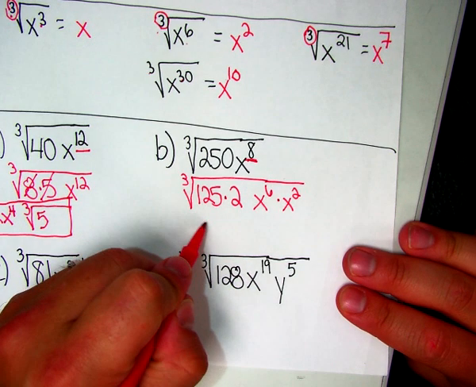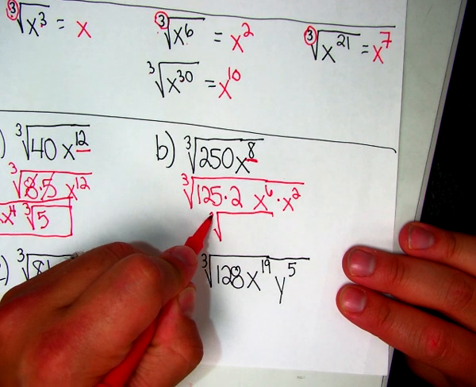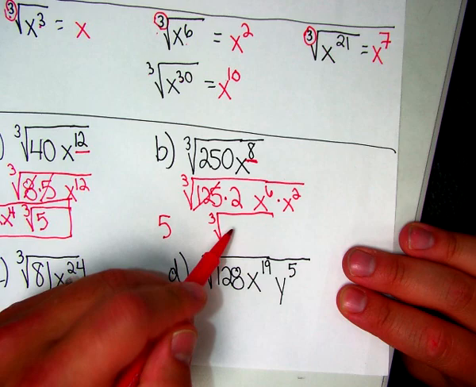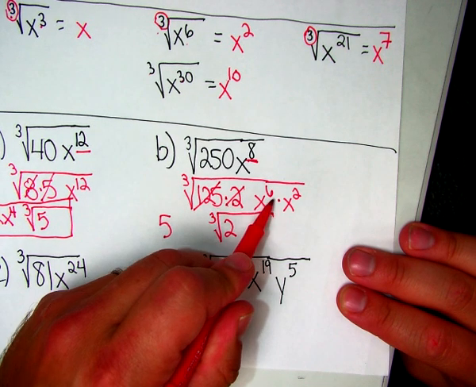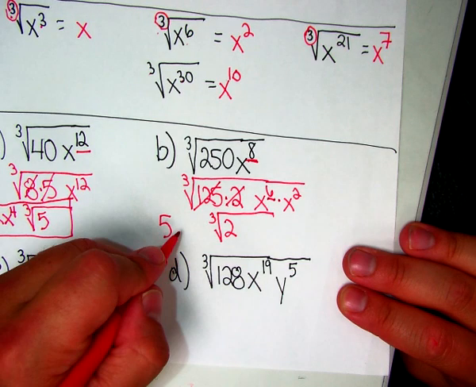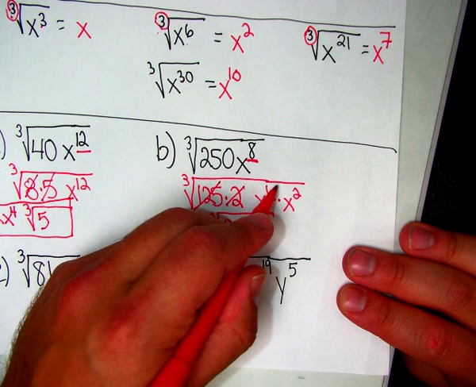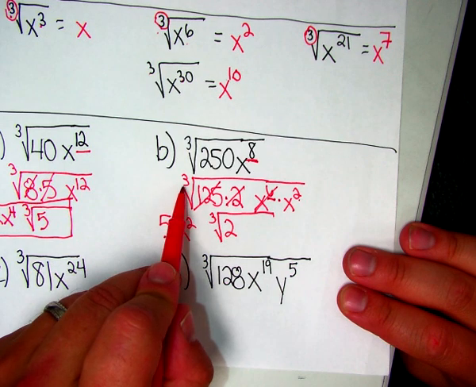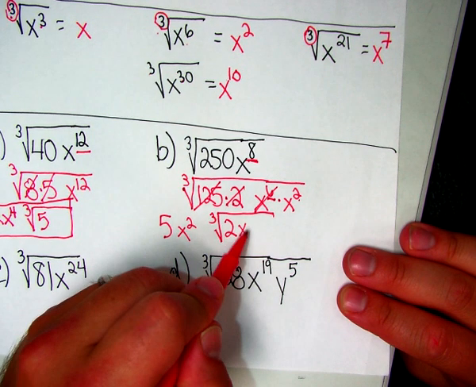Take the cube root of each part now and simplify it. Cube root of 125 is just 5. Cube root of 2 we can't do. We can take 6 and divide it by 3, so we get x to the 2nd. And we can't do anything with x to the 2nd because we can't divide it by 3. So we're left with just x to the 2nd on the inside.